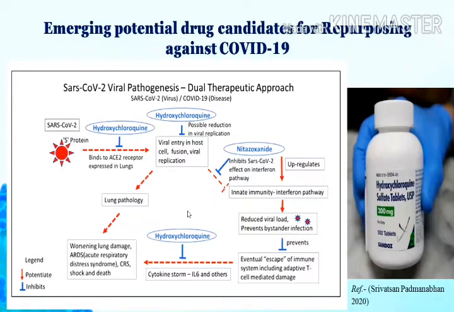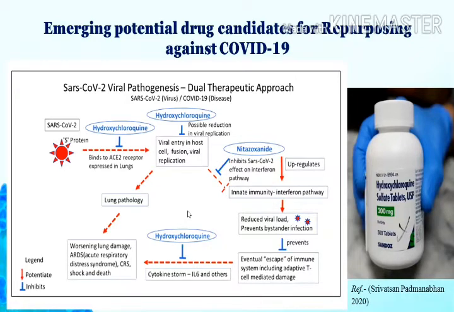But let me make it very clear that none of us can decide whether one should take hydroxychloroquine or not. And in India, to the best of my knowledge, hydroxychloroquine has been allowed only for empiric use. Empiric use, we say, means use based on experience, and that too for a very restricted population.